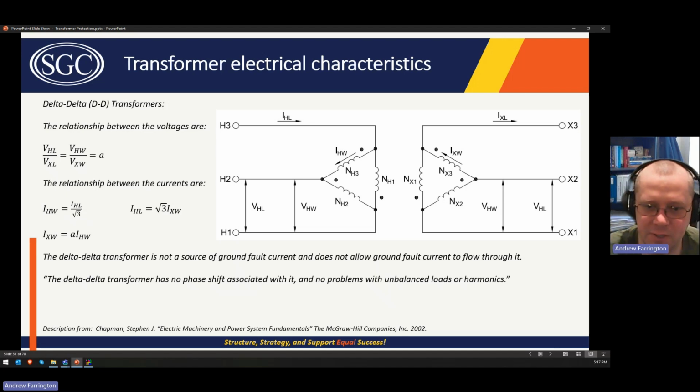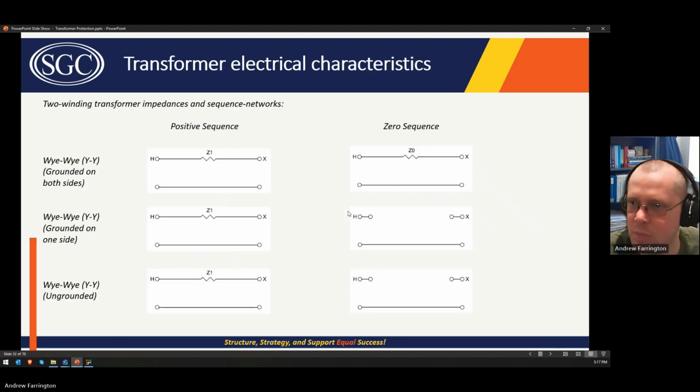I guess we don't have the time to spend discussing further. So then we have the transformer electrical characteristics. So this is the zero sequence diagrams that I was talking about.